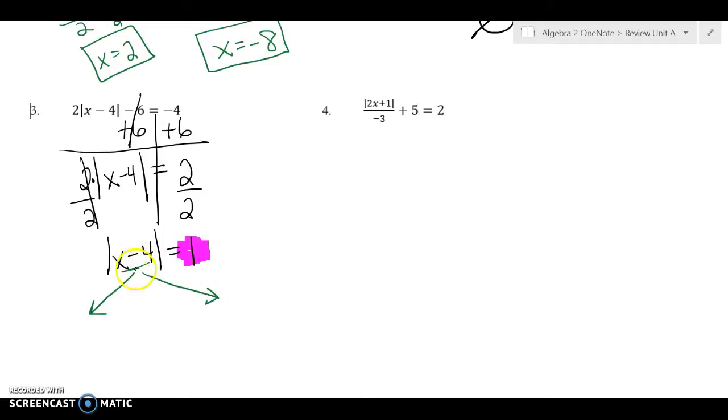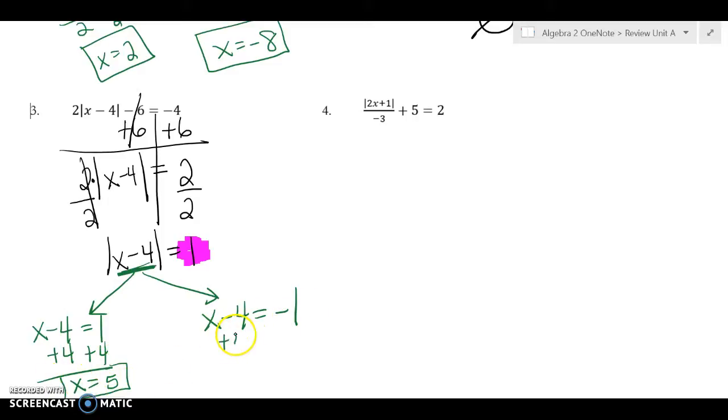Now again, remember this stays the same. It's going to be x minus 4 equals a positive 1, and x minus 4 equals a negative 1. To get rid of a minus 4, I add. So I get x is 5. And then over here, to get rid of a minus 4, I also add. So I get 3.